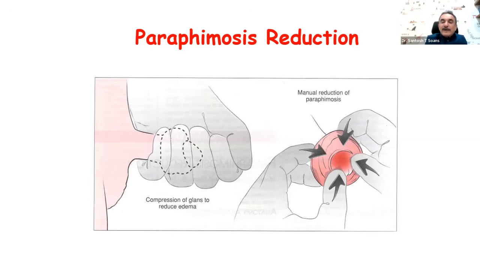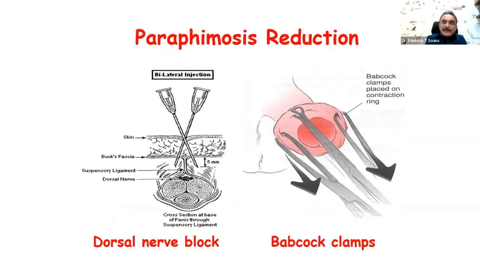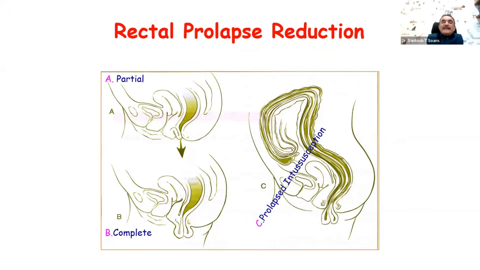Then slowly you can manually reduce it, like how I can show from all 4 directions. You can just pull the prepucial skin back into place. Or if it is still not coming down, you can do a dorsal nerve block, which will reduce the swelling, and use Babcock clamps and try to pull it back. This is difficult and is usually done by the surgeon. We would not do it. Many a time we get rectal prolapse in children. What happens is, they can have pinworm.